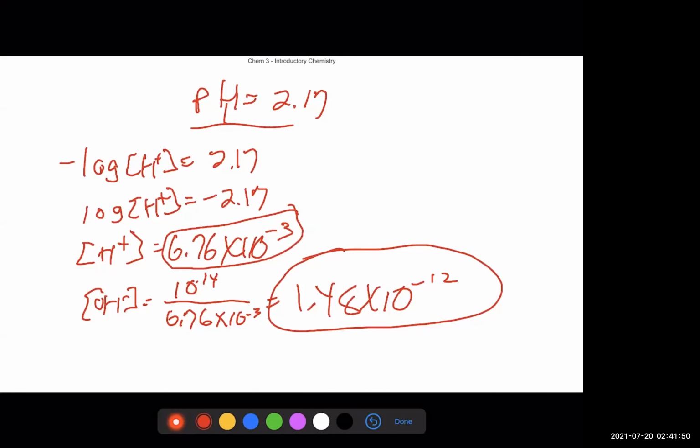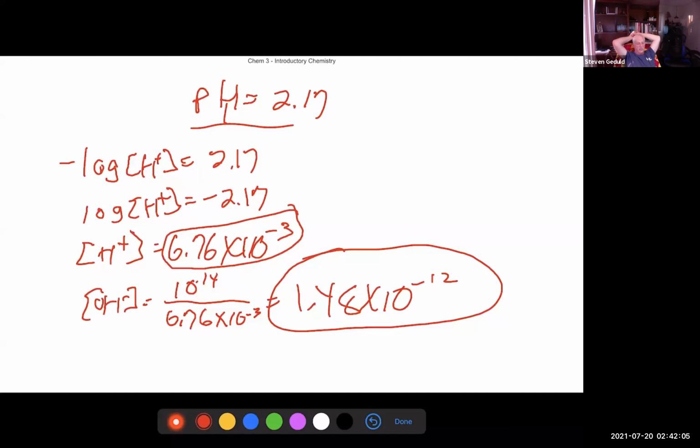Okay, perfect. Now, just remember, in a water solution, the concentration of H plus times the concentration of OH equals 10 to the minus 14. The pOH plus the pH equals 14. And minus the log of the H plus concentration equals the pH. Those are the only things you have to remember in dealing with concentrations, and you can solve any of those problems.